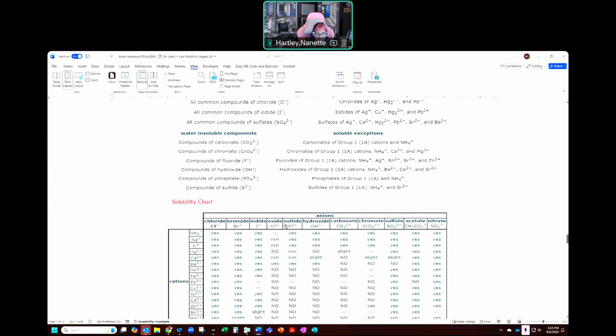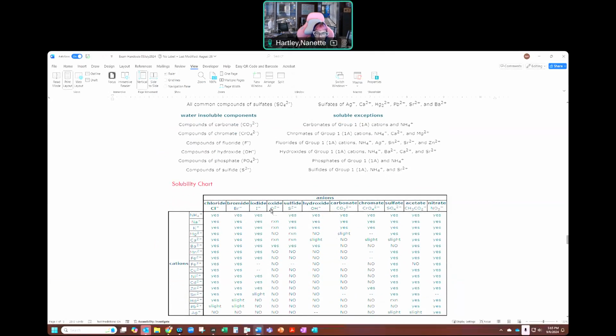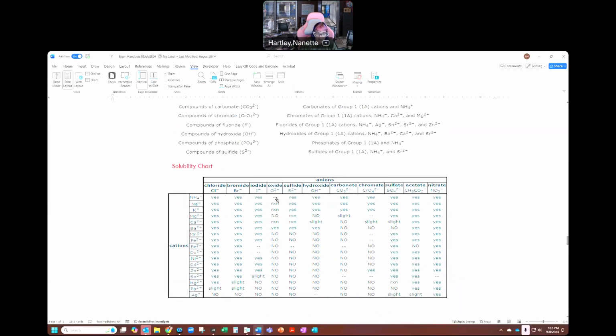Okay. There are some weird things that are in here, like O2 minus. Sometimes you just get no. Sometimes you get reaction. So you've got to be careful with those. There are reactions that happen with those. So we've got to be cautious with that. Okay. If it says slight, that means that it is slightly soluble, yes. But that does mean that you will get some solid and not all of it will be soluble. Okay. So that is what that means. If it says reaction, that does not mean that it is soluble or insoluble. It means that something actually happens when you do that reaction. You get a product out of it. So that is not a solubility issue.